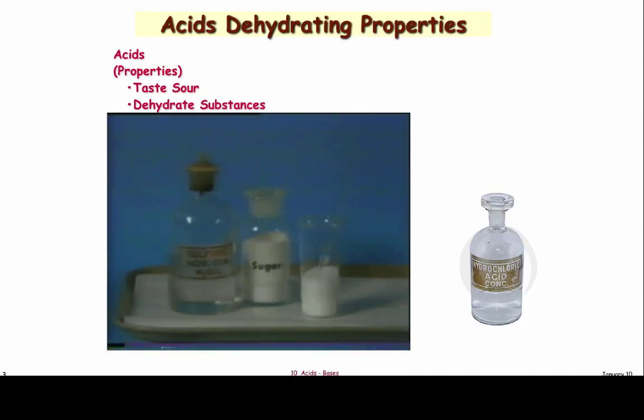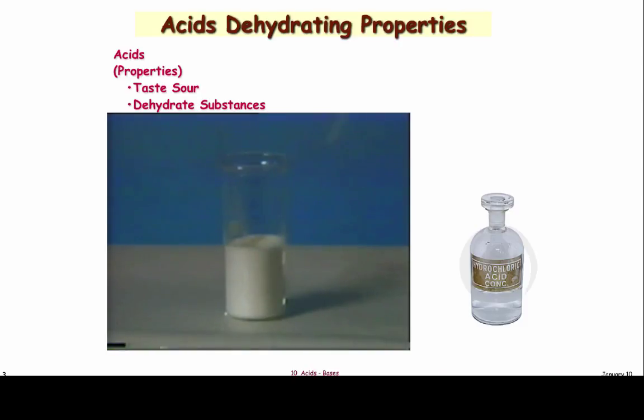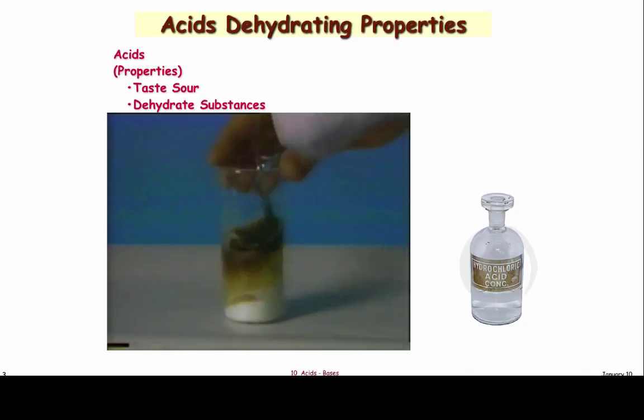Concentrated sulfuric acid is going to be used to dehydrate sugar. First, sugar is moistened with water. And then concentrated sulfuric acid is added. As the acid goes in, the sugar quickly darkens because water is removed from the sugar and black carbon is formed.